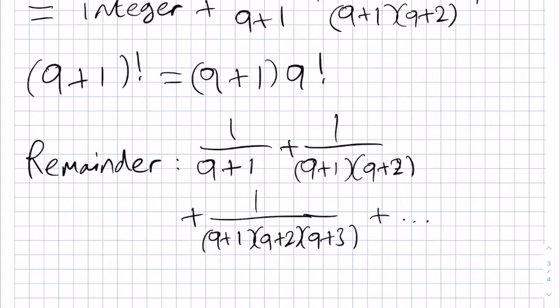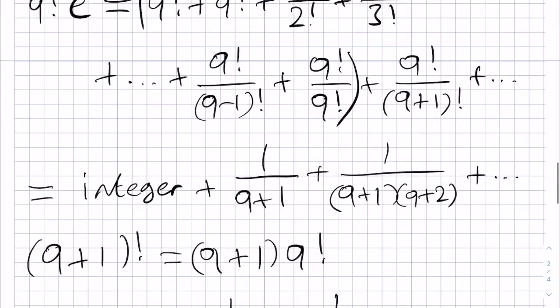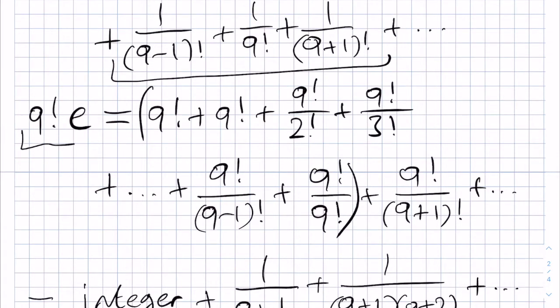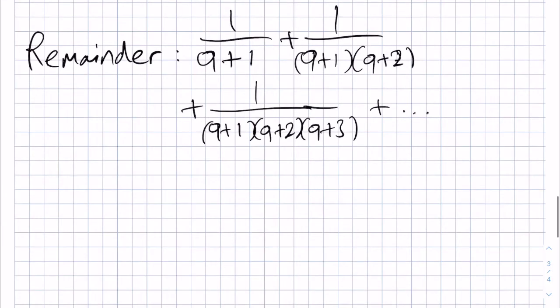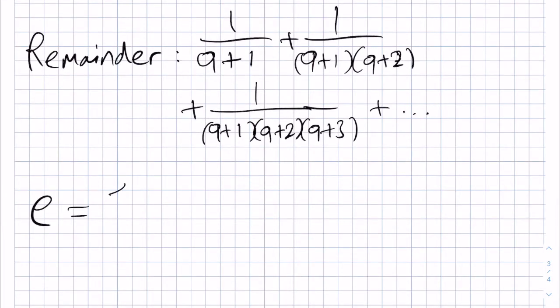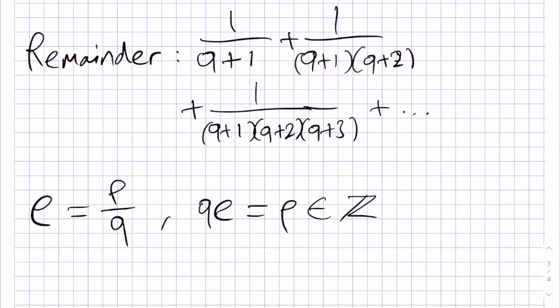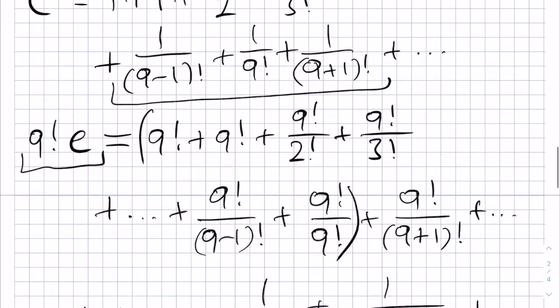Now, let's step back a moment and see where we are. We have q factorial e, which should be an integer because, remember, e equals p over q, and so qe equals p, which is itself an integer, and so certainly q factorial, which includes q, times e, should be an integer if e is rational. So on the left-hand side of the above, here we have an integer.